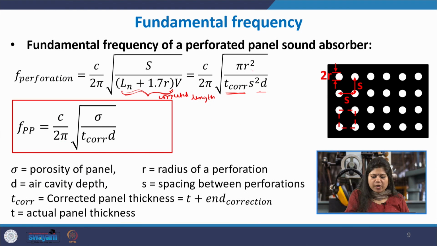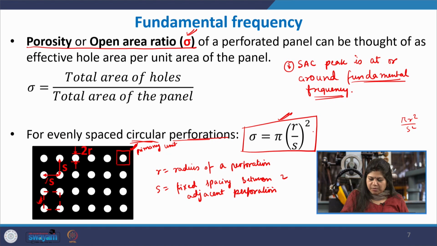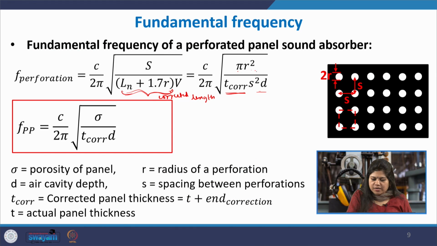So, ultimately, this term here, pi R square by S square, is what? This was simply defined as the porosity, pi R square by S square. So, this term can now be replaced by simply the porosity of the panel, which is sigma, divided by the corrected thickness of the sheet and the depth of the air cavity. So, c by 2 pi under root of this term will give you the fundamental frequency of the perforated panel, where this is the definition of the various parameters.